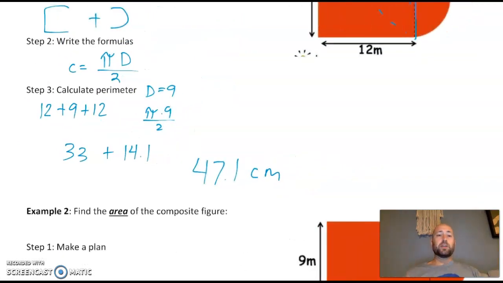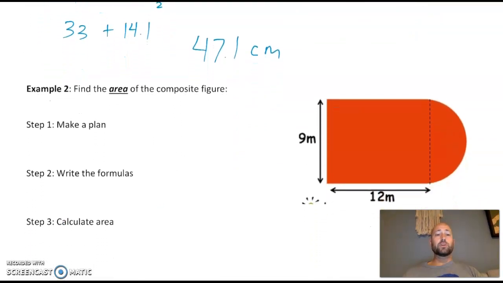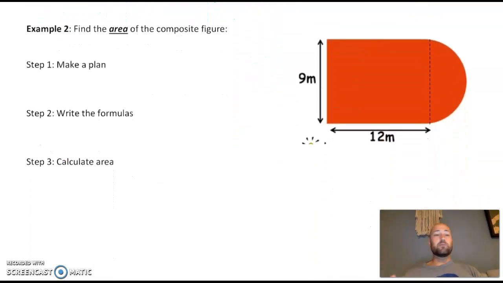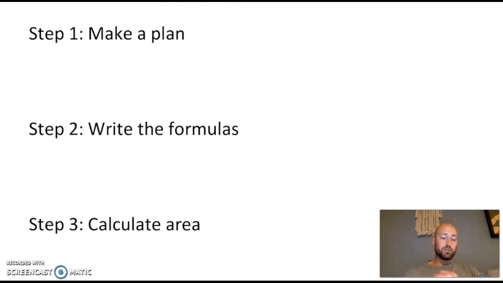Okay, so we made a plan. We found out what formulas we needed for our plan, and then we executed that plan with those formulas. And that's what we're going to do also when it comes to area. It's the same idea, we're just going to use a little bit different formulas.